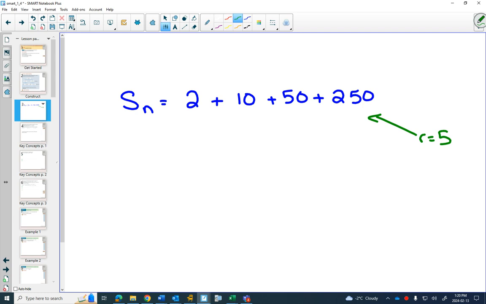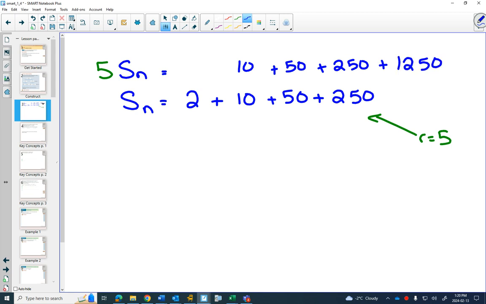So if I wanted to come up with a shortcut above this, I'm going to take the same sum and multiply it by 5. And what that would do is it would take my 2 and change it to a 10. My 10 would change to a 50. My 50 would change to a 250. And my 250 would change to 1,250.